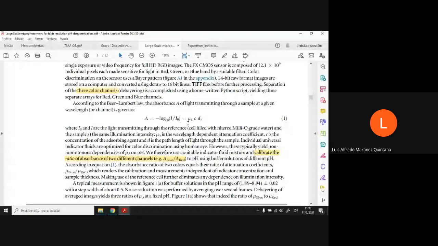The absorbance is obtained after splitting with different channels. In this case, blue, red, and green channels. Separate the colors, the fundamental colors in the optic system.